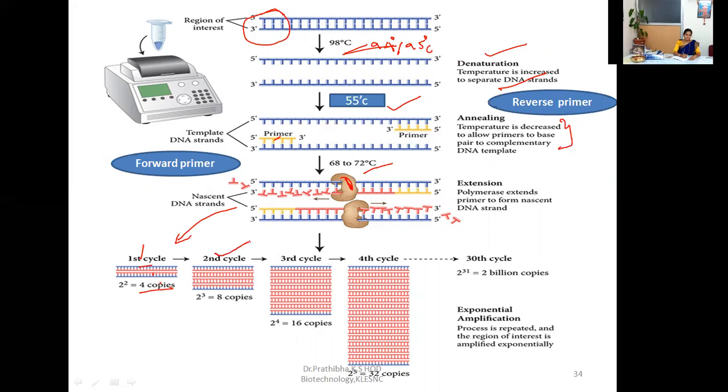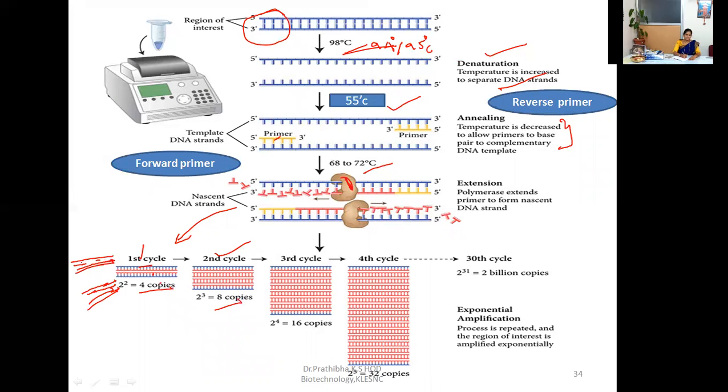When you go to the second cycle, what happens? We got 8 copies. How 8 copies? These DNA strands again separate. Every time they separate, they go through the denaturation process. After the denaturation process, primers go and attach here. Here also primers go and attach. Then you are going to get the newly synthesized DNA strands.